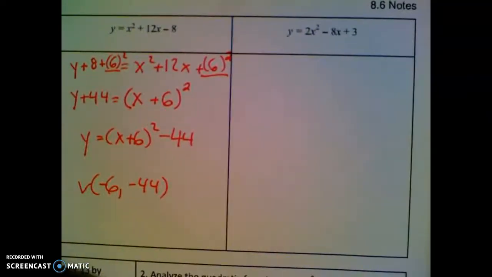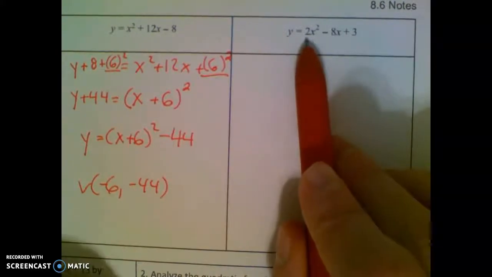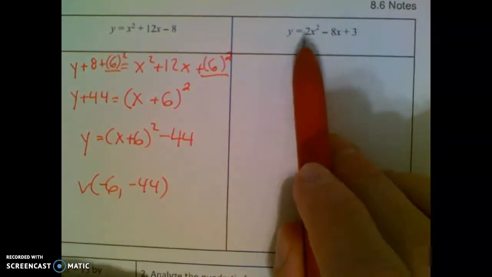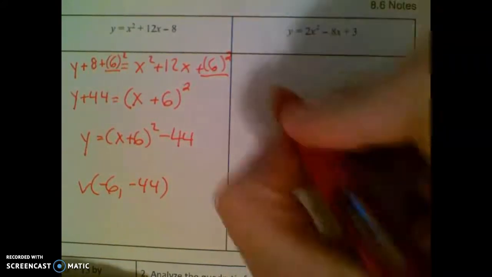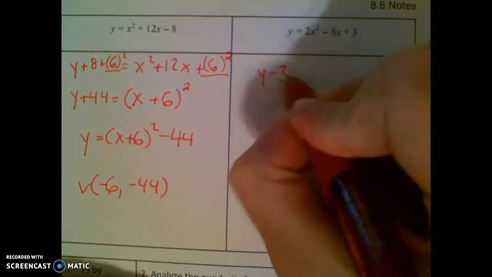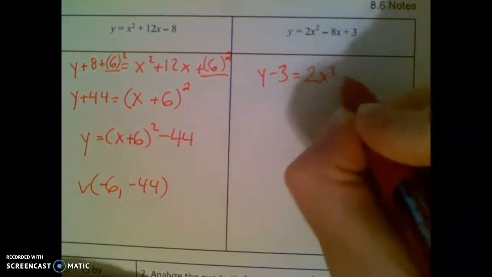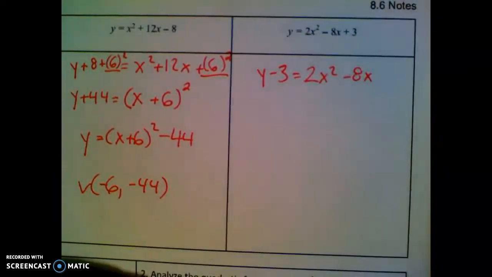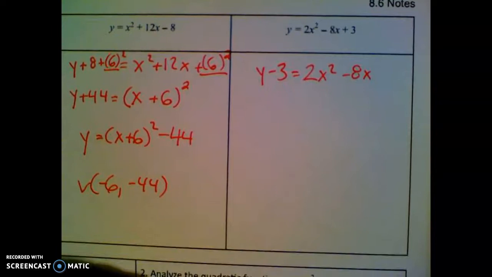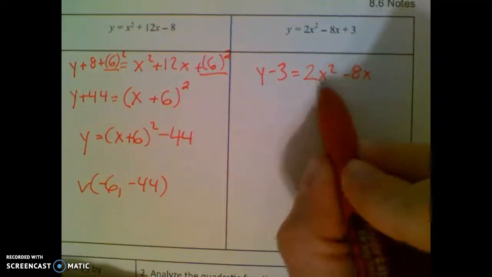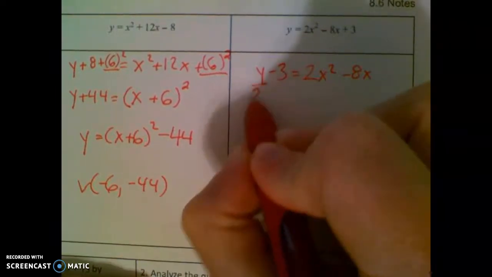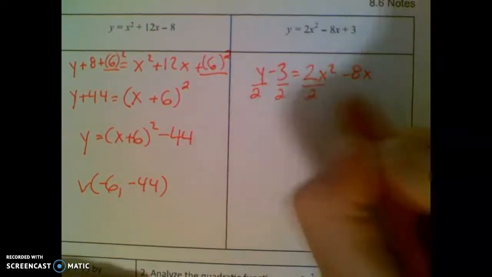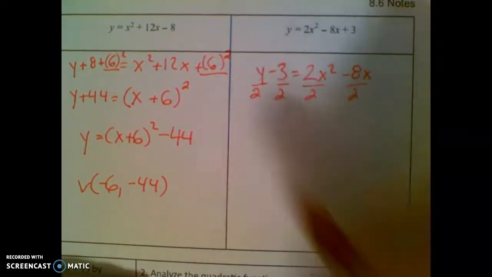All right, so let me show you what happens if we do not have that x squared already isolated. Same exact process. I still want to get x squared and x alone, so I'm going to move this 3 across the equal sign. So I'm going to have y minus 3 equals 2x squared minus 8x. But in order to complete the square, I have to have just an x squared. I cannot have that 2. So I'm going to divide every single term by 2, including that y.